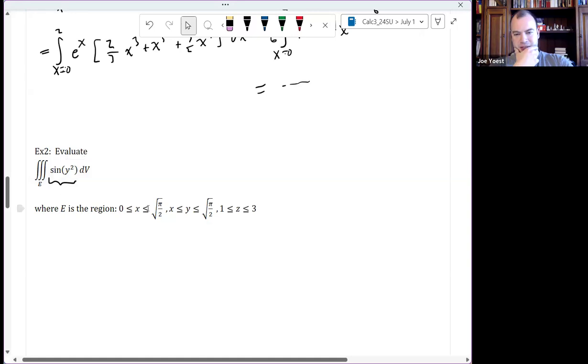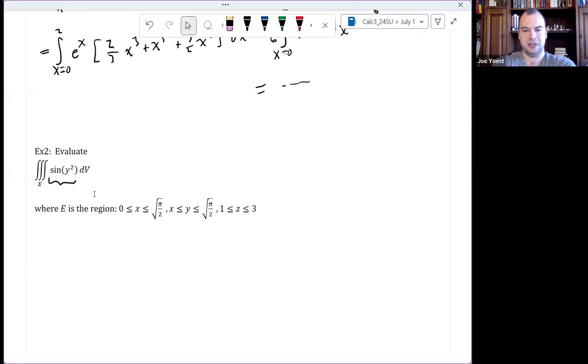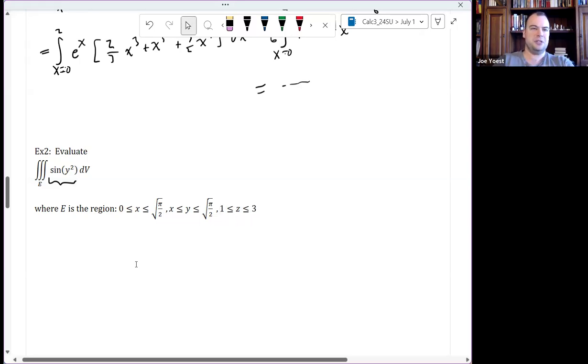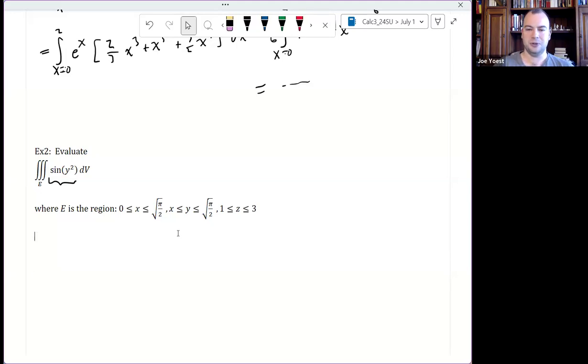Sine of y squared. If I want my y integral inside of the x integral, then I'm going to have to integrate sine of y squared dy. The z isn't going to help me out. If I put the z integral inside or outside of the y integral, it doesn't really matter. I don't see any dependence on z in my integrand or in any of my bounds of integration. That z bit is completely independent of everything else. It's just going to give us a factor of 2.